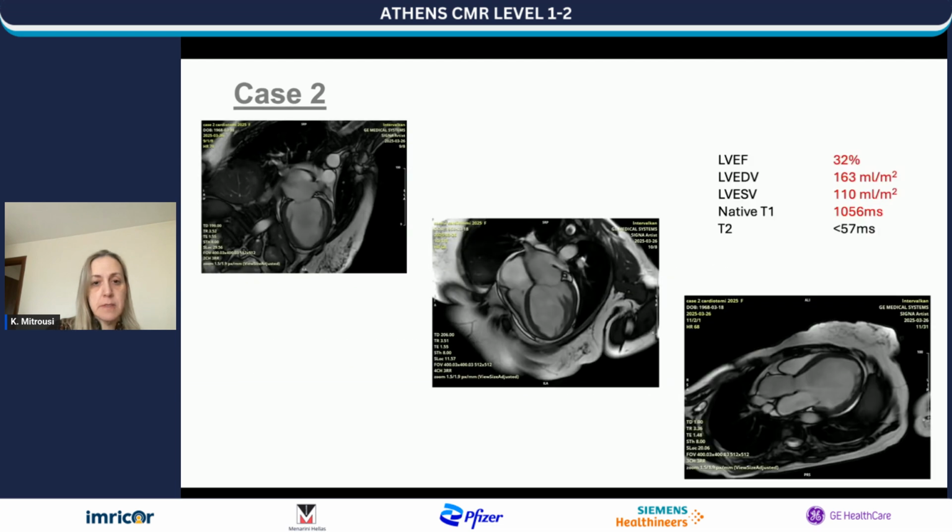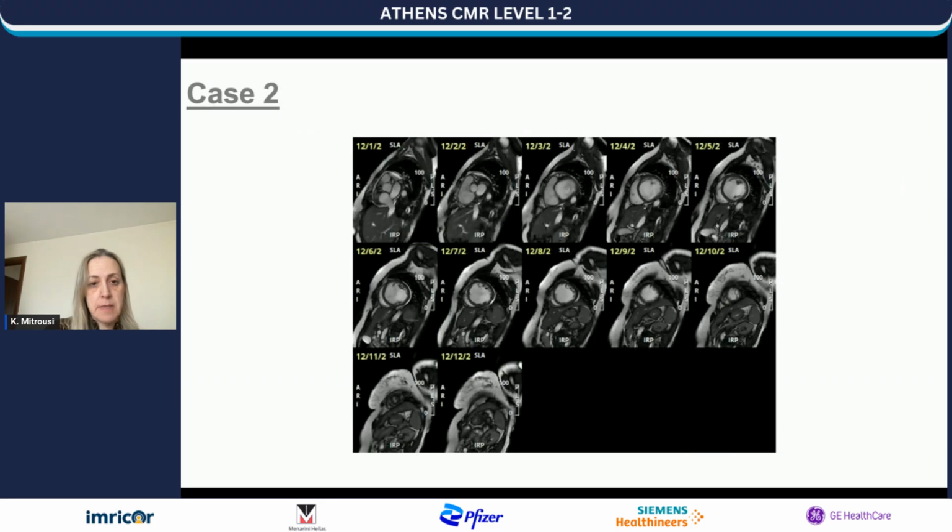So the cine images here show an ejection fraction of 32% with a very high LV end diastolic volume of 163. And pathological native T1 values, mildly pathological, and T2 values within normal limits. And here is the cine stack where we can appreciate the global hypokinesia.